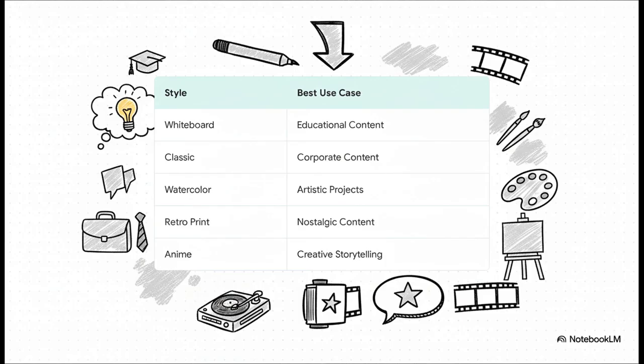So, how do you pick the right one? Well, think about your content. If you're teaching something, whiteboard is probably your best bet. If you're talking to execs, classic is a safe and professional choice. Doing something artistic, try watercolor. The key is just matching the style to your message and your audience. That's how you really make an impact.